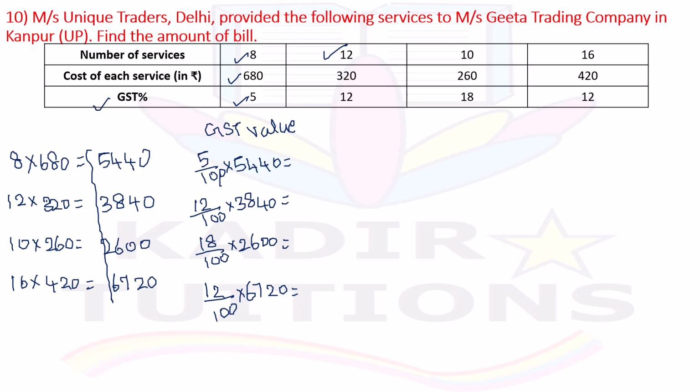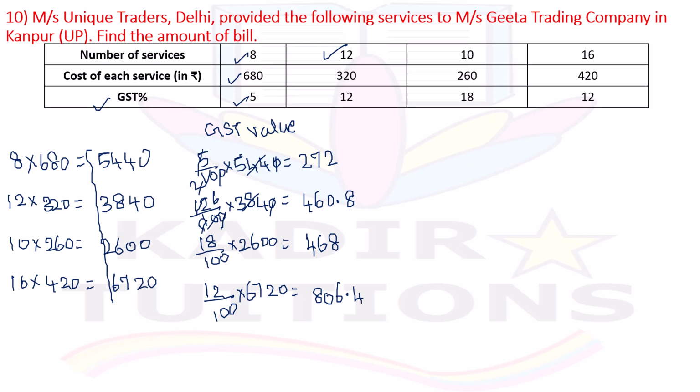So if we cancel over here, we'll get the value. GST value for the first item is 272. And if we cancel over here, we will be getting the answer as 460.8, and I already cancelled it, so I'm writing directly the answer. So it's going to be 468, and for the last one we will get 806.4. So these are all the GST values.